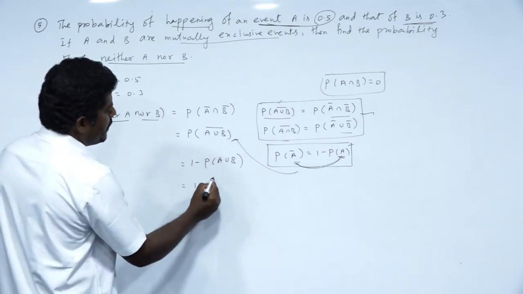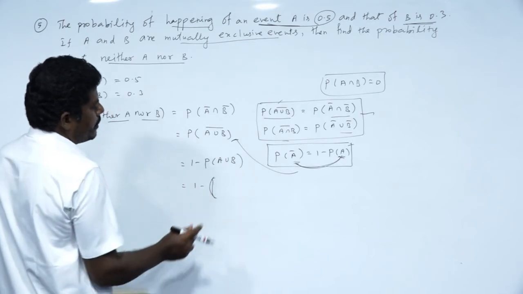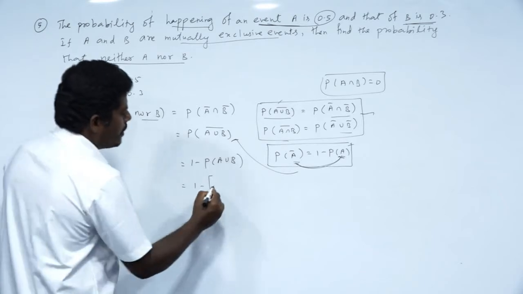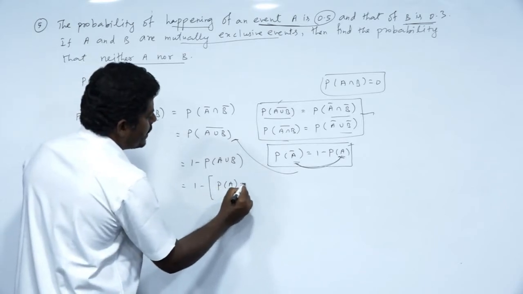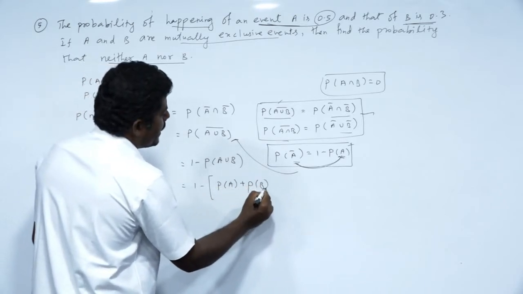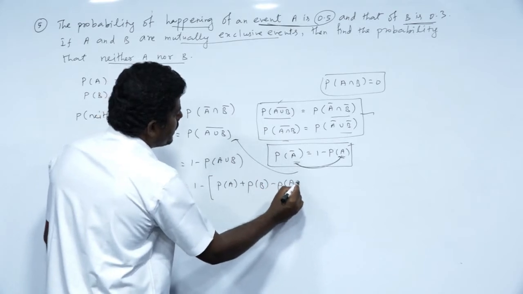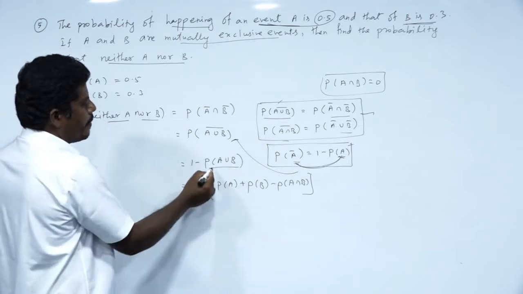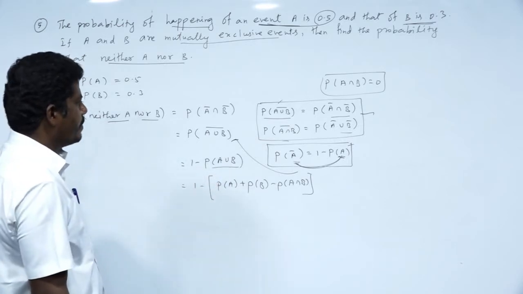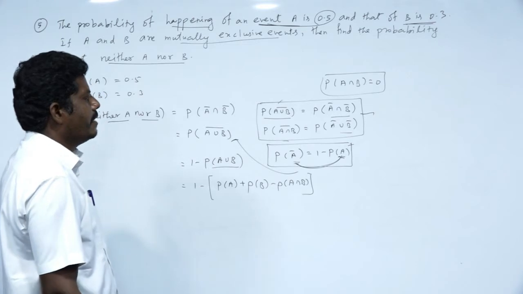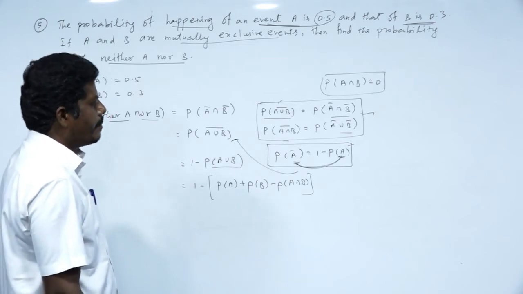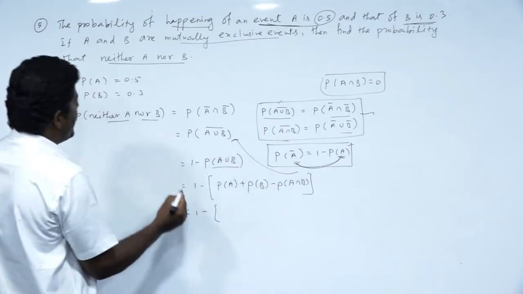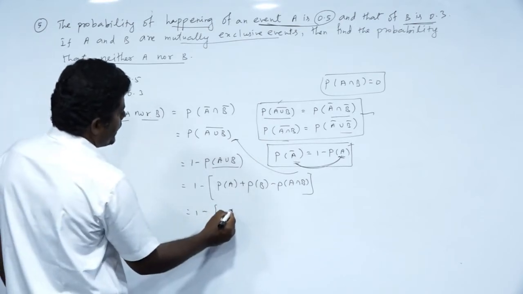1 minus, we know that probability of A union B is equal to probability of A plus probability of B minus probability of A intersection B. Understand, my dear students? We know that probability of A union B is equal to probability of A plus probability of B minus probability of A intersection B. Now 1 minus probability of A, value 0.5.